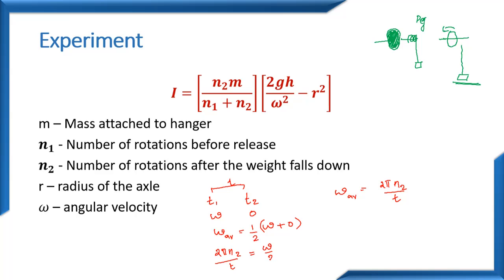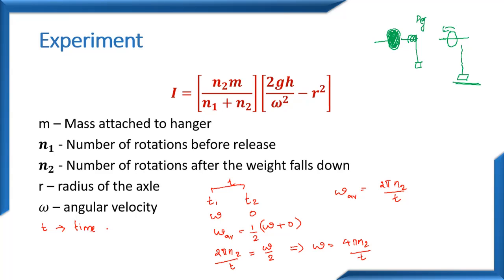omega by 2. Therefore, what will be the value of omega? Omega will be equal to 4 pi n2 by t. So what else do we have to measure? We also have to measure the time for which the wheel came to a stop.